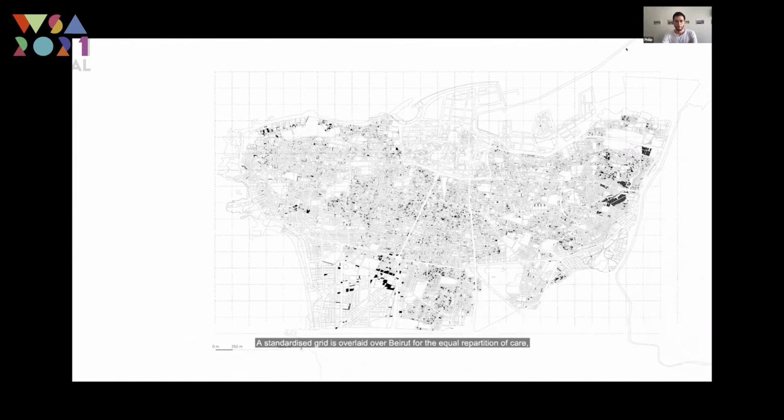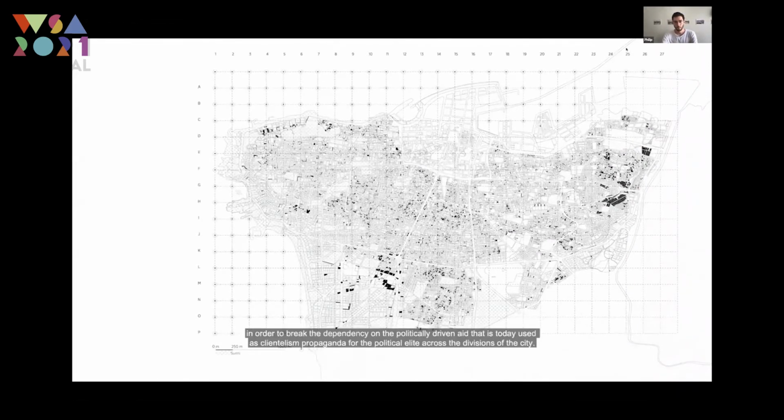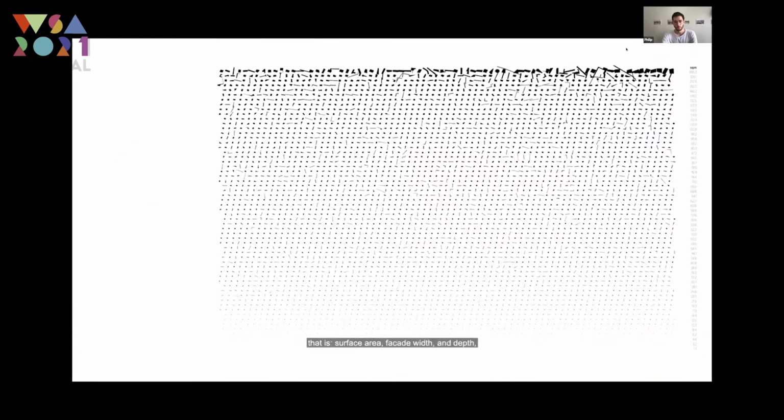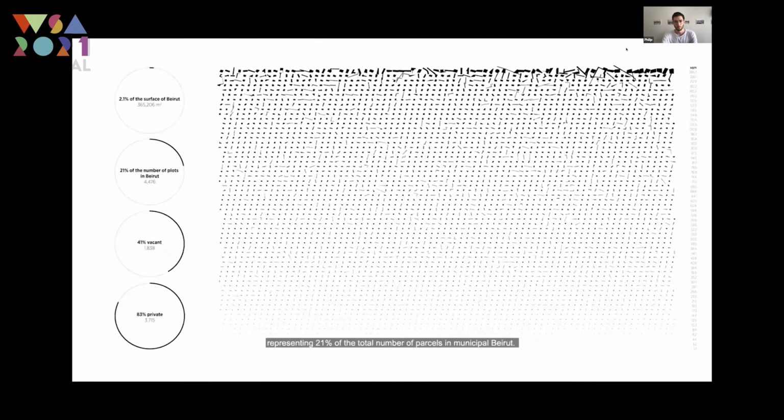A standardized grid is overlaid over Beirut for the equal repartition of care in order to break the dependency on the politically driven aid that is today used as clientelism propaganda for the political elite across the divisions of the city. So by analyzing the plots of Beirut along the parameters that define inconstructibility, that is surface area, facade width, and depth, 4,476 inconstructible parcels are identified, representing 21% of the total number of parcels in municipal Beirut.